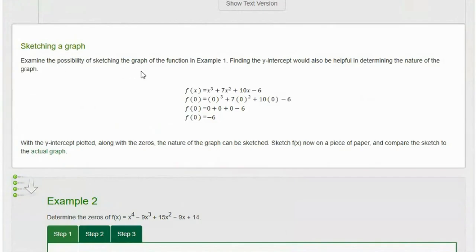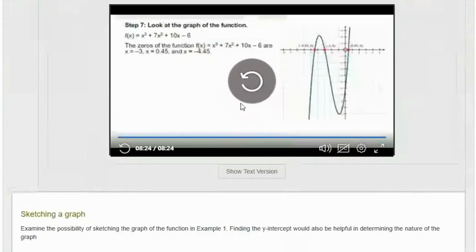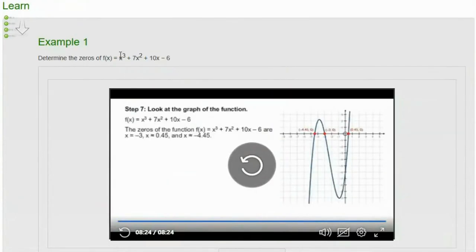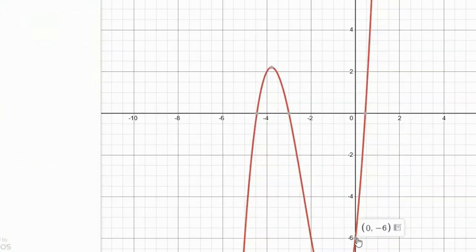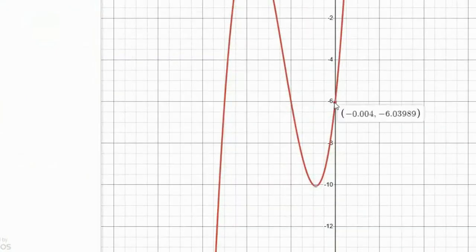Examine the possibility of sketching the graph of the function from example 1. Finding the y-intercept would be helpful in determining the nature of the graph. All right, since all of these have an x in them, when you make x equal 0, they go away. So we know it crosses the y-axis at negative 6, which we also see on the graph. Yeah, negative 6 is our y-intercept there.